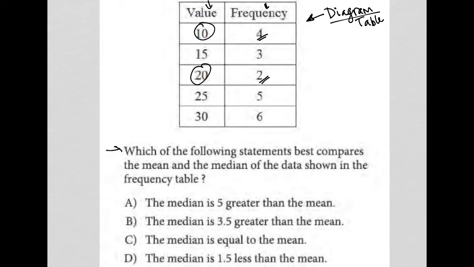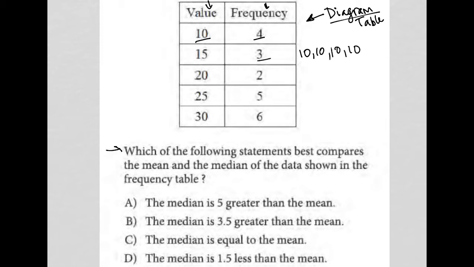So here's the question itself, which says, which of the following statements best compares the mean and the median of the data shown in the frequency table? Okay, so mean and median when it comes to frequency can be a little bit tricky, but here's how you should think of it. So remember how I said this 10 happens 4 times? Well, that means that the raw data would have 4 10s, right? So 10, 10, 10, and 10.